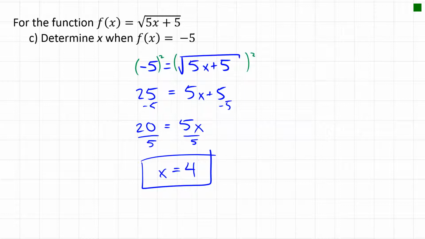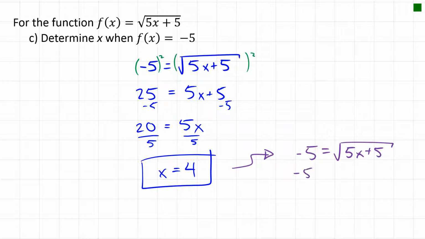Now what we actually should do is check our answer. Whenever you solve a radical equation, you should check your answer. So we're going to go ahead and plug x equals 4 into our original equation. We said that -5 was equal to the square root of 5x plus 5. That was the equation we were trying to solve originally.